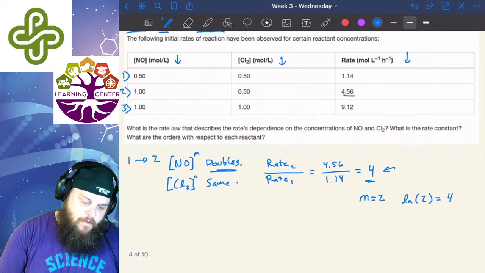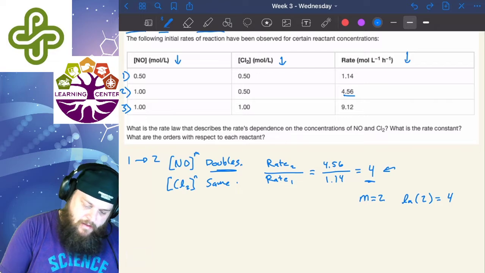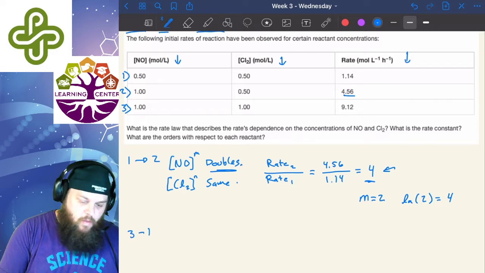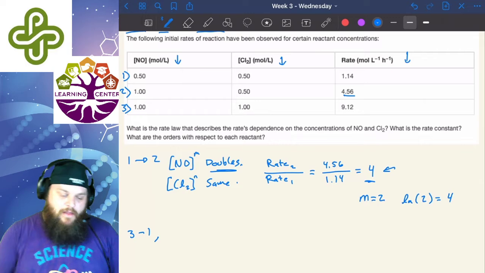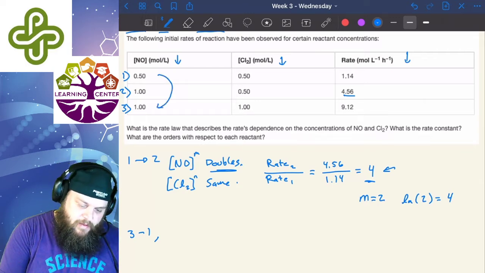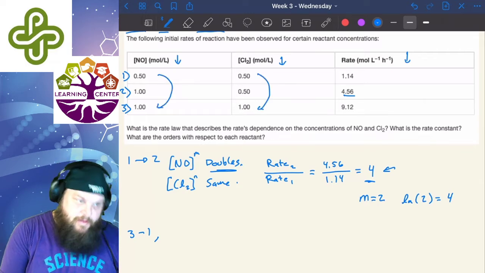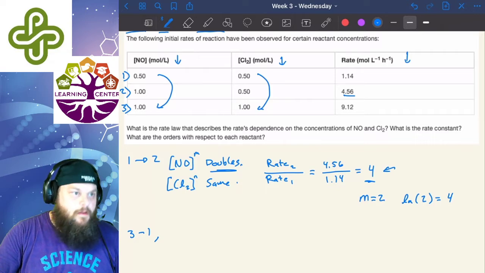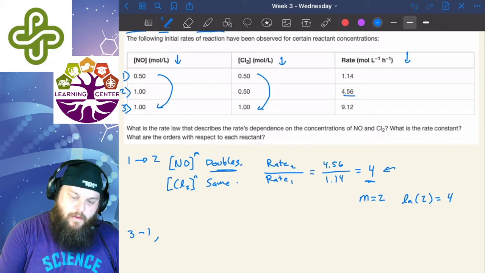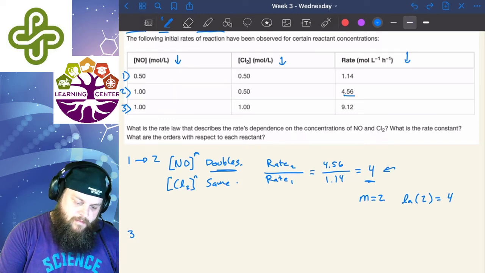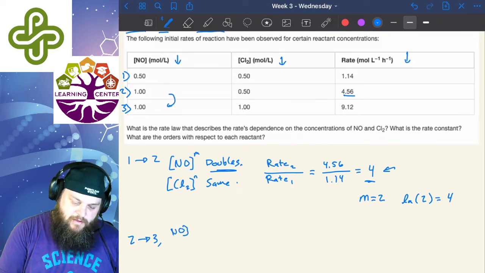Going on, we also want to look at the other one. Oh, I'm looking at the wrong one. I want to look at 2 to 3. So that's between these two. Now the NO concentrations are staying the same, but the Cl2 concentrations are doubling.